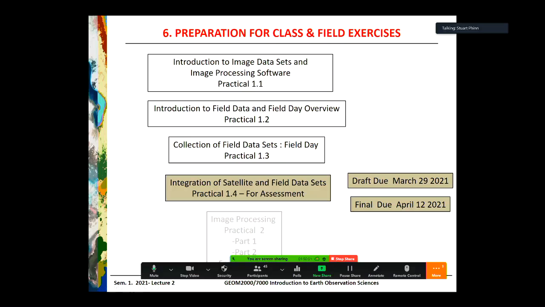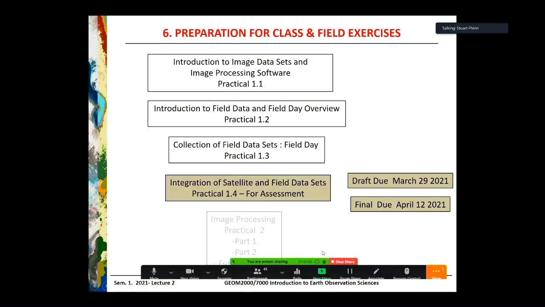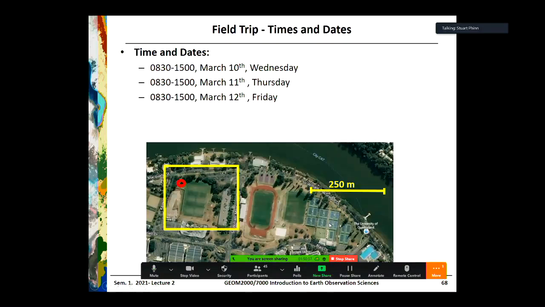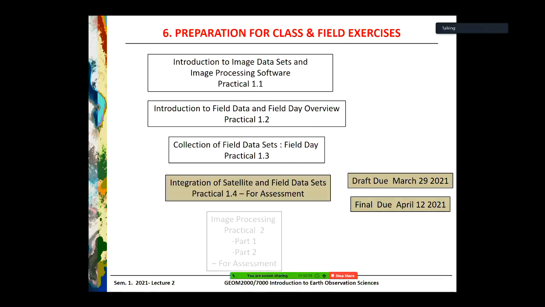And then after the mid-semester break, we'll come back and essentially go through Practical 2, which has 2 parts, and that is all image processing.